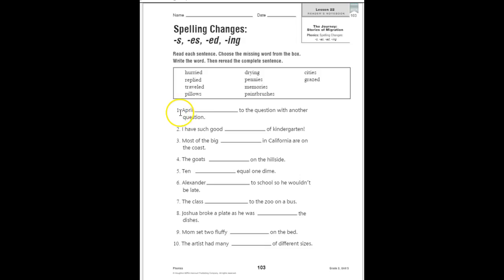Let's read the first sentence. April what to the question with another question? Which word is going to best fit into that sentence? April replied to the question with another question. So you'd write replied on the line and then reread the complete sentence. You are on your own for the rest of this page. I know you can do it. These are things that you have already learned. This is just reviewing it, and it's a great way to help you to internalize how these words are spelled so you can recognize them.